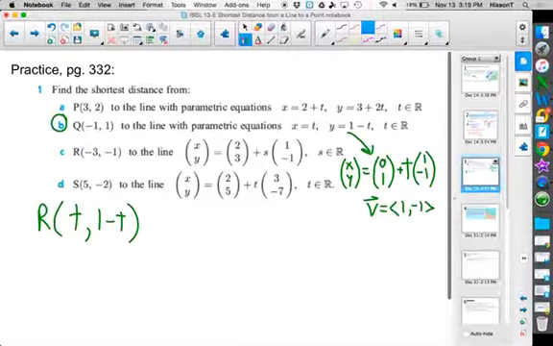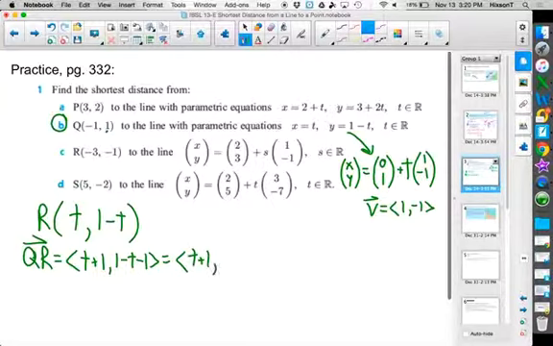We also need a vector here from Q to R, okay? Because we're getting a vector from the point that we're talking about to the line. t plus 1. So t, good, t minus a negative 1 is t plus 1. Okay, 1 minus t minus 1. So yeah, that's just going to be a negative t when we simplify it. All right, so we have t plus 1 and negative t.